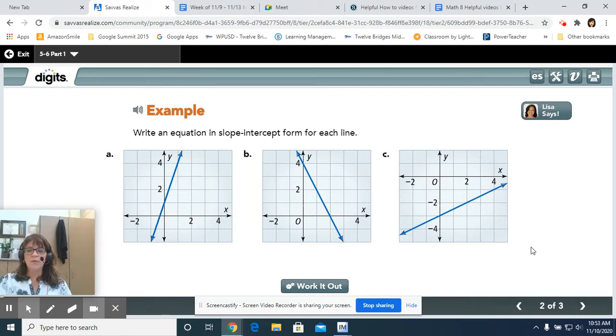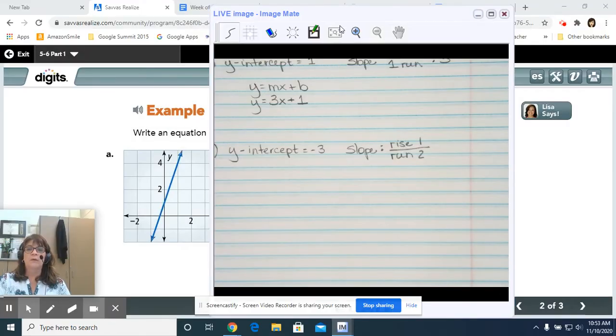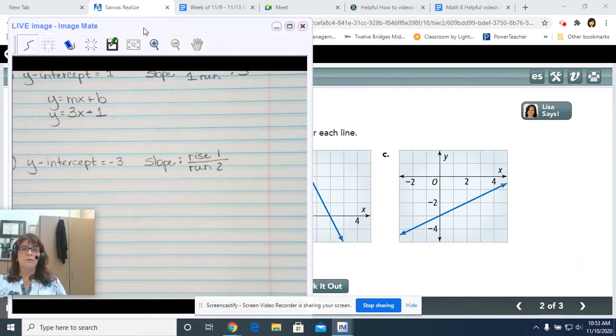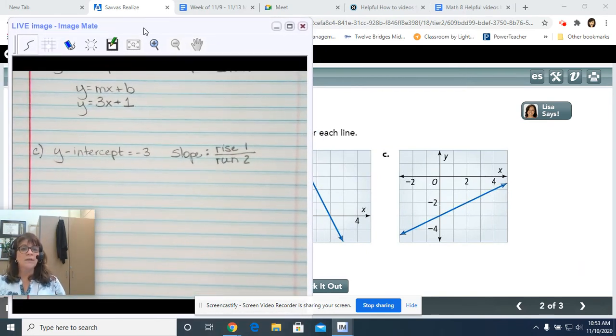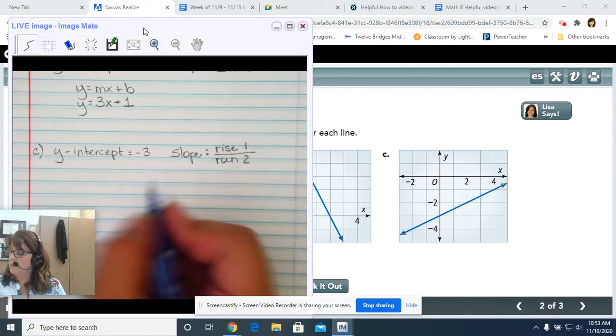And I'm going to show you my notes again, this time for C. Okay. And that's all I did. I wrote down my key items.